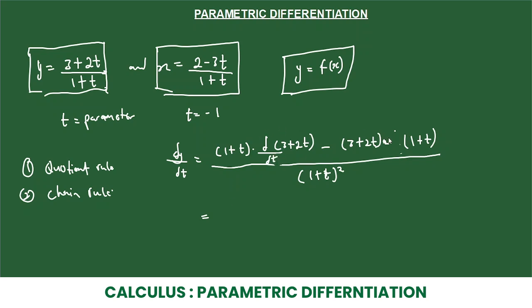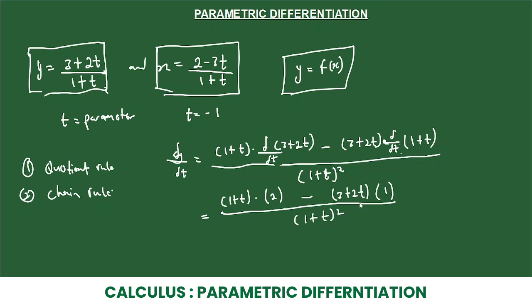So dy over dt, right? Here we are going to have (1 plus t) multiplying. When you differentiate this, 3 is a constant, so it will go to 0. And then when you differentiate 2t, we are going to get 2. So this minus (3 plus 2t). When you differentiate 1 plus t, we are going to get 1. All divided by (1 plus t) squared.